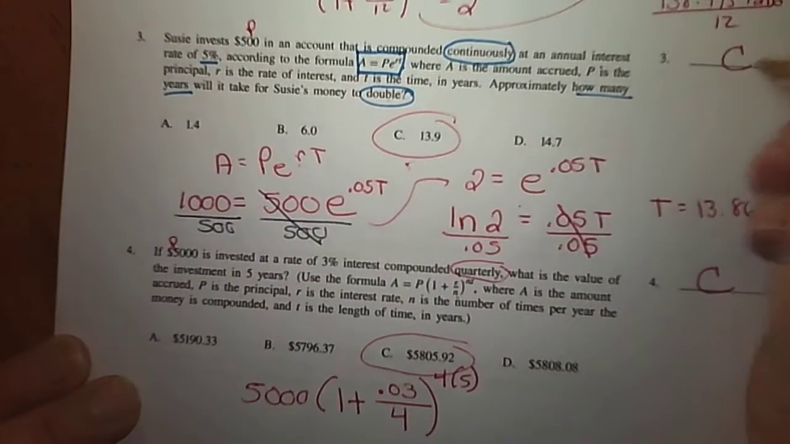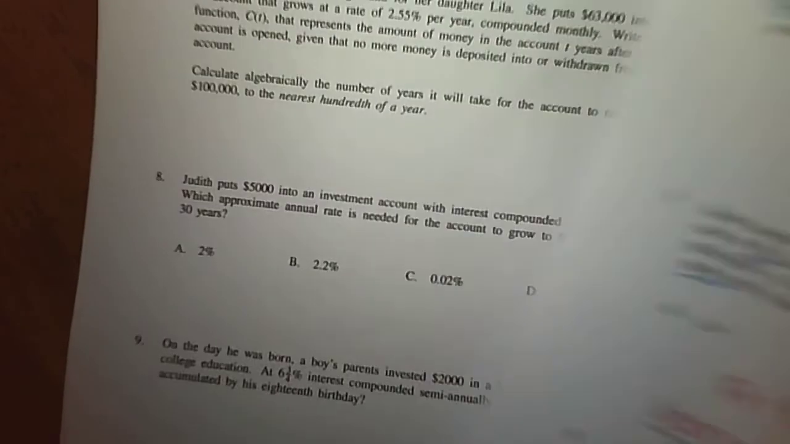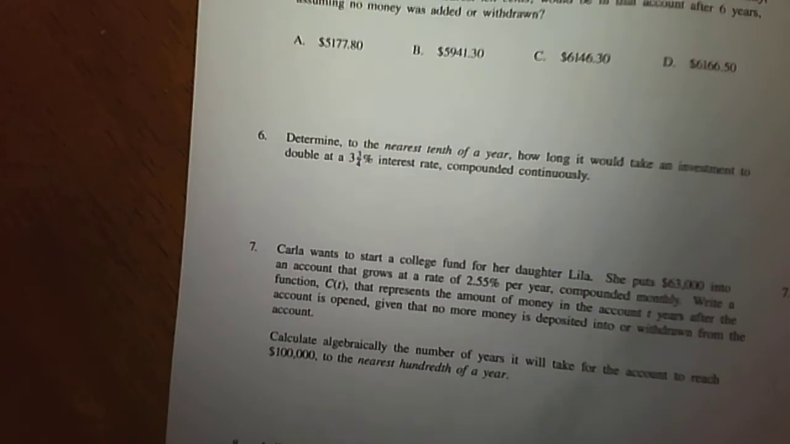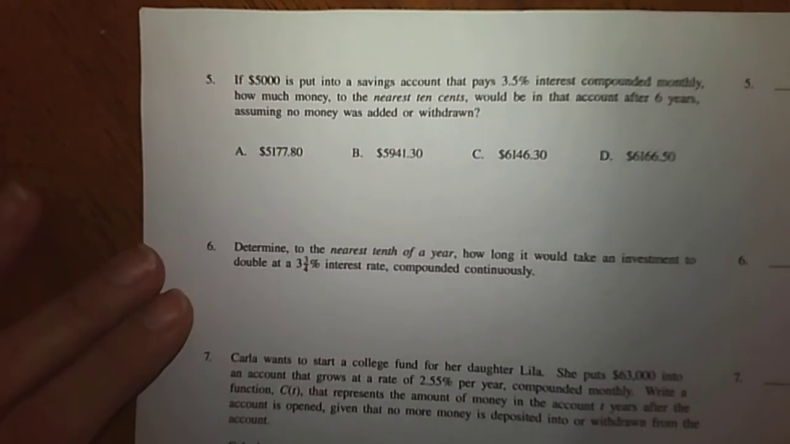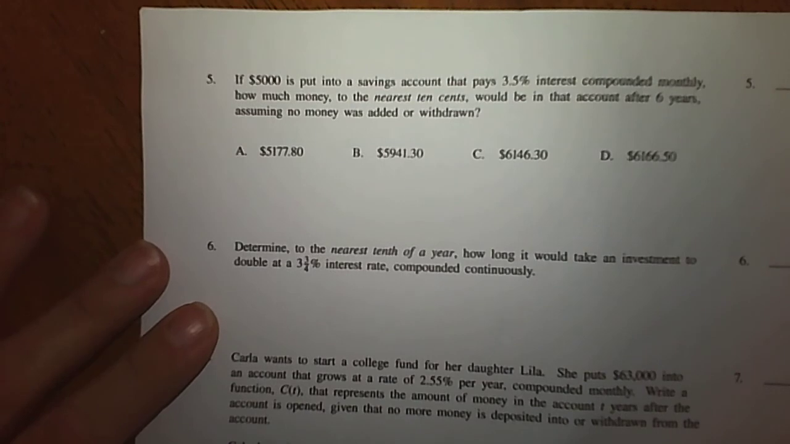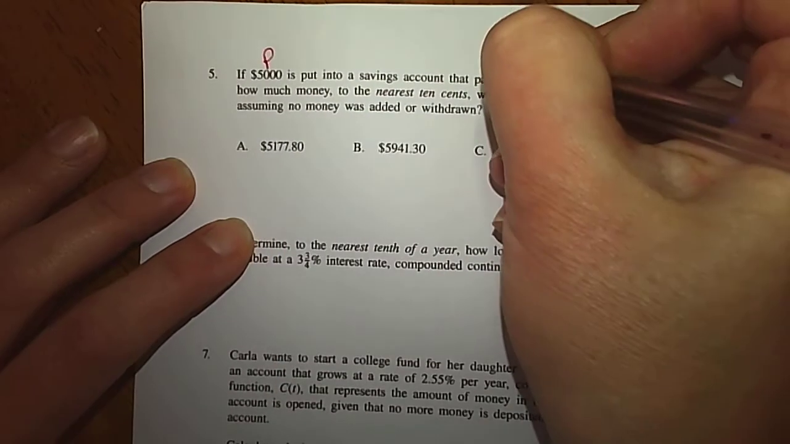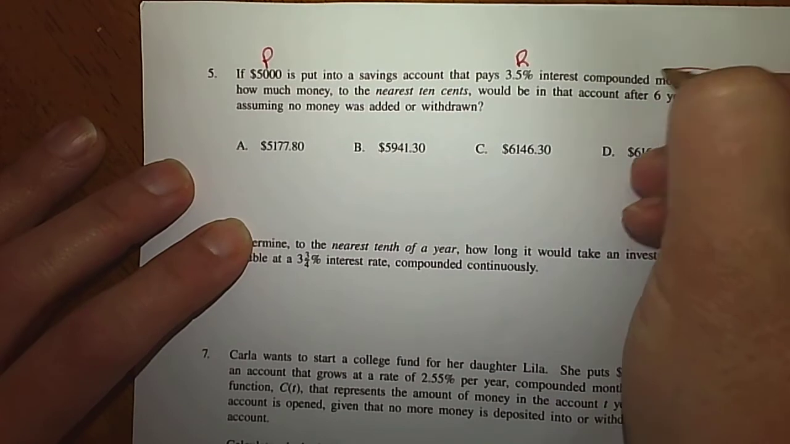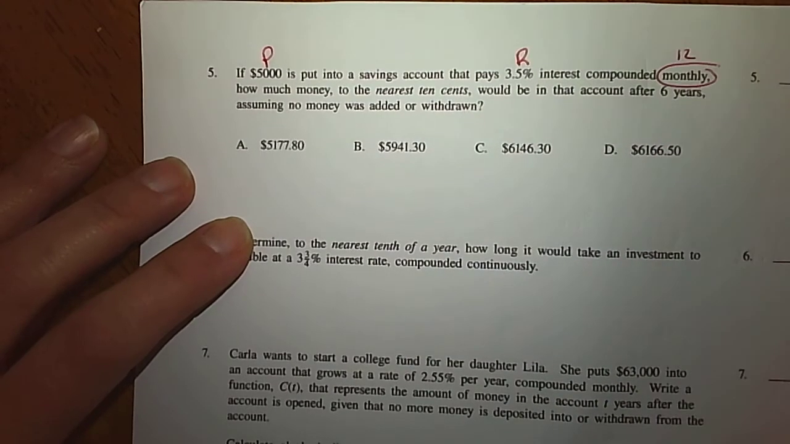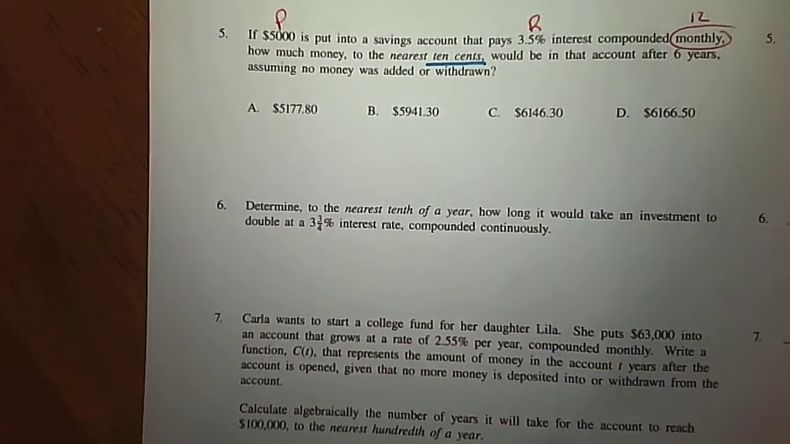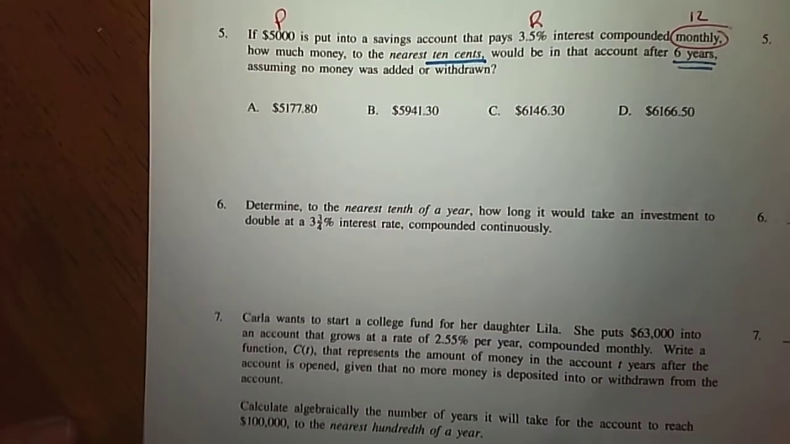All right, this was also choice C. So that was the first half of the homework, basically, or the first page. And you notice it's a lot of the same thing over and over again. Let's look at number 5. If $5,000 was put into a savings account, so that's P. The rate is 3.5%, so that's our R. Compounded monthly. Monthly means 12. How much money to the nearest 10 cents would be in the account after 6 years?